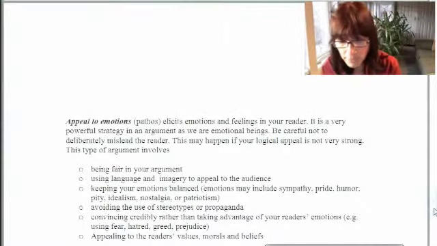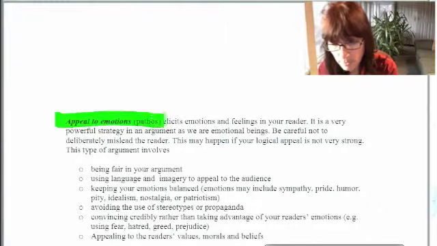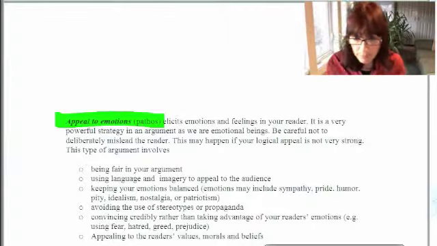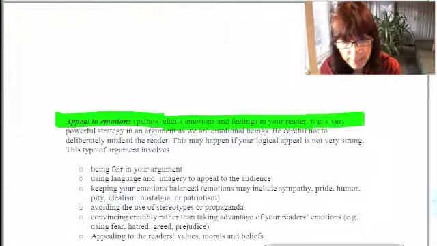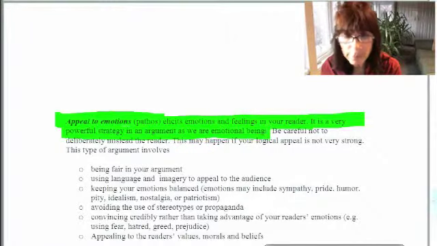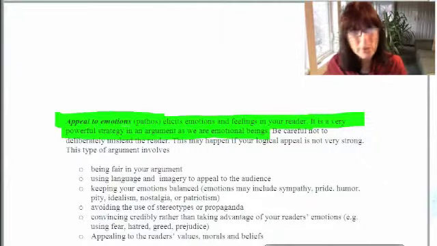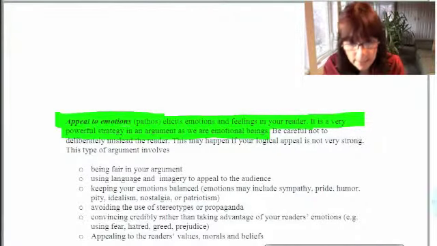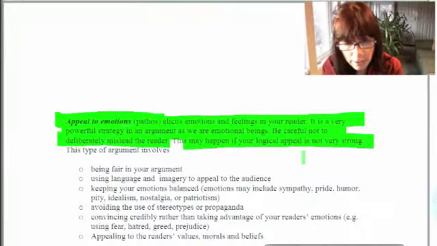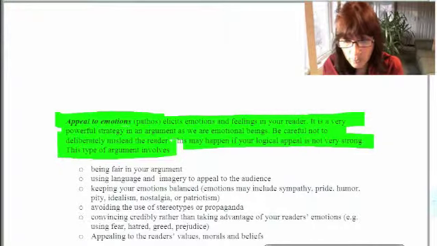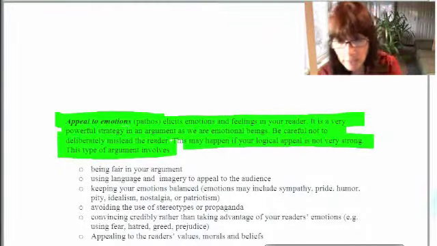And then the third method is called pathos, which appeals to emotions. In this type of appeal, you would be eliciting emotions and feelings in your reader. This is a very powerful strategy in an argument because we're all very emotional beings, but you really have to be careful if you're appealing to emotions that you're not getting too sympathetic, and that you're not deliberately misleading the reader. This may happen if your logical appeal is not very strong. So when you're appealing to emotions, this is what it involves.